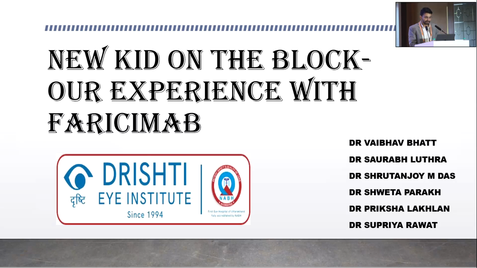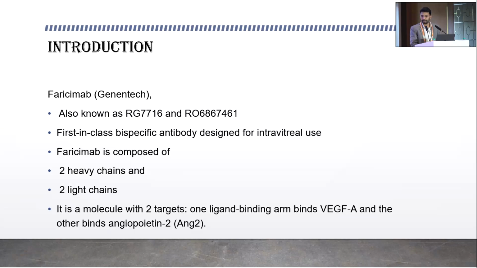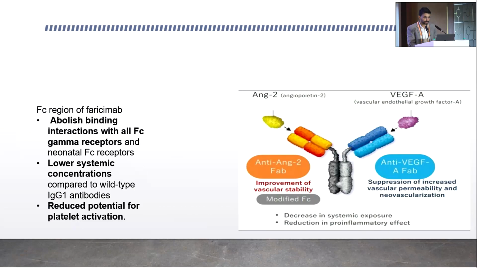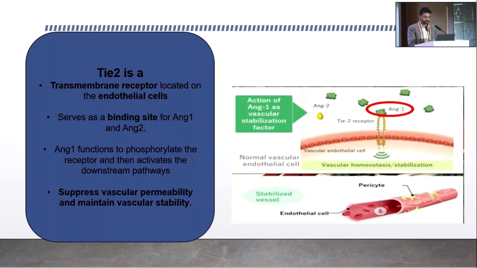I'll be starting with my presentation, our experience with faricimab, the new kid on the block. Most of it is covered by Bhuvan sir and Vishal sir. It is composed of 2 heavy chains and 2 light chains. It is a molecule with 2 targets. One ligand binding arm binds to VEGF-A and the other binds to angiopoietin-2. It has a modified Fc region which decreases its systemic exposure, thereby reducing its pro-inflammatory effect. So all of this is covered.